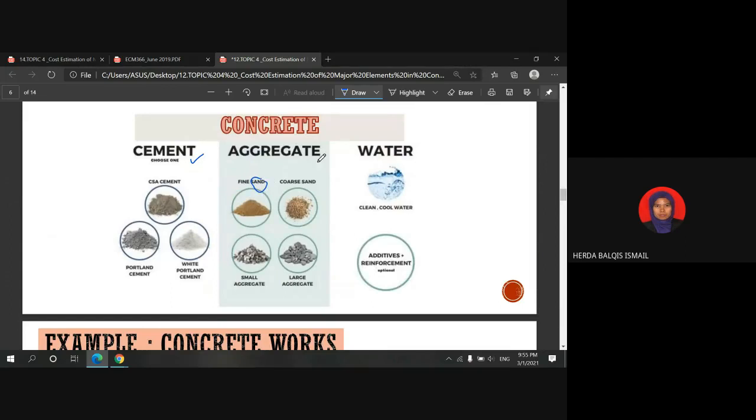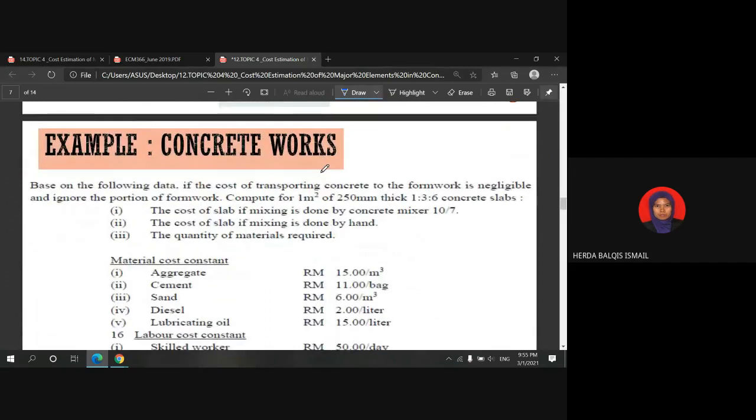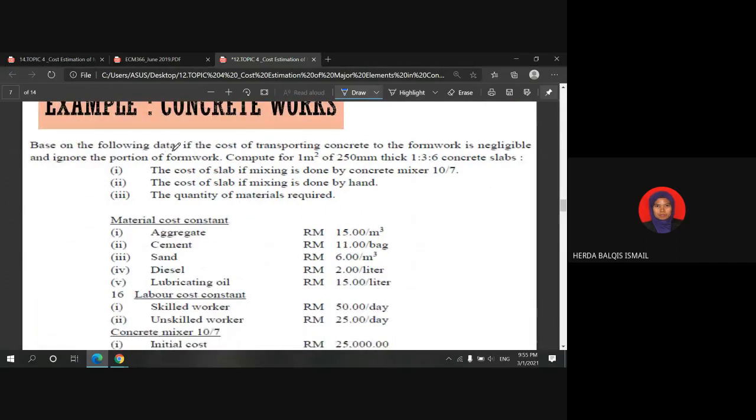Alright, so to prepare the cost estimation for concrete work, I will explain based on this example. So let us pay attention to this example. Based on the following data, if the cost of transporting concrete to the formwork is negligible and ignoring the portion of formwork, compute for 1 meter square of 250 mm thick, 1 to 3 to 6 concrete slabs.